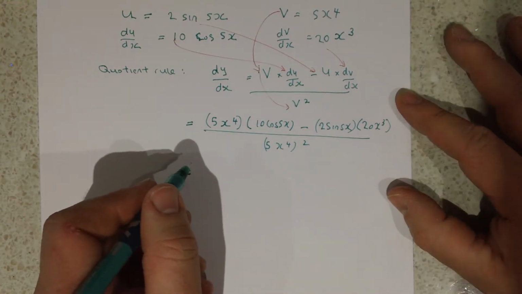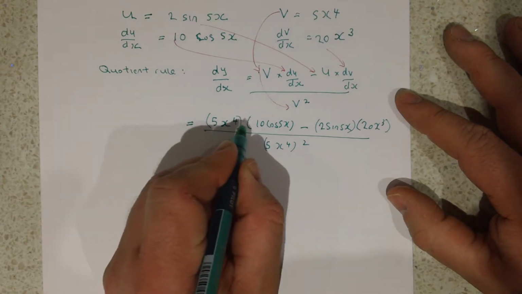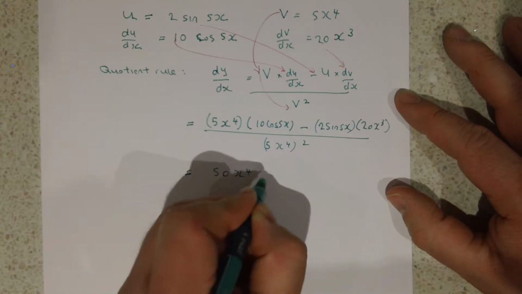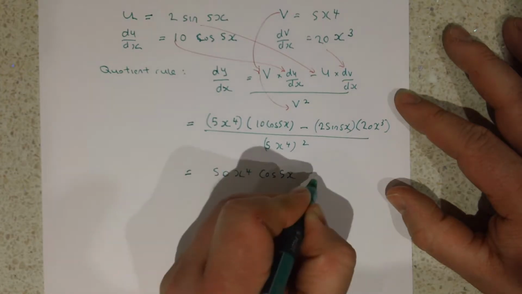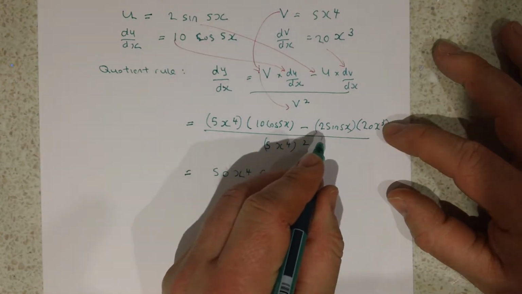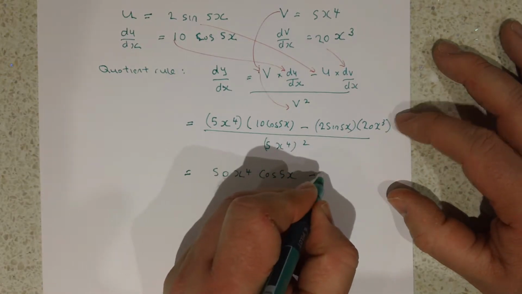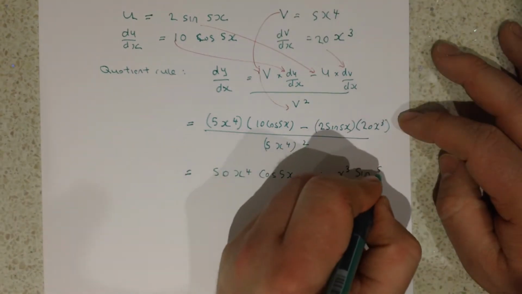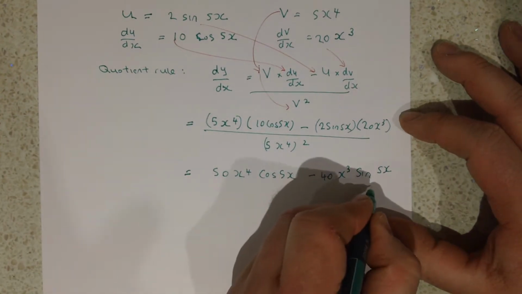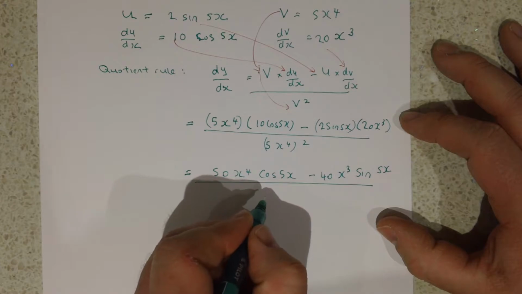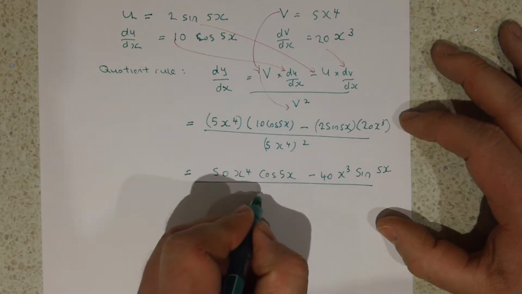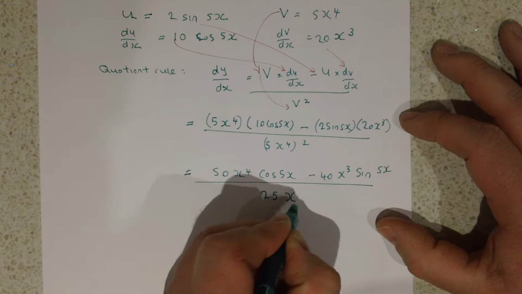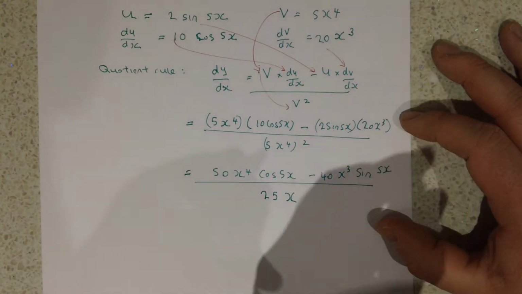So we can multiply out the top line a little. So 5x to the power 4 times 10 becomes 50x to the power 4 cosine 5x. 20x to the power 3 times minus 2 becomes minus 40x to the power 3 sine 5x. On the bottom line here we have 5x to the power 4 all squared. So that becomes 25. When we square the indices, we multiply them. So 4 times 2 is 8.